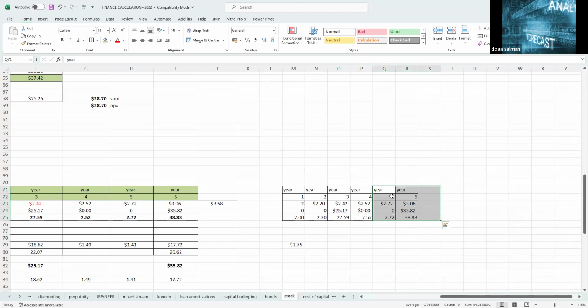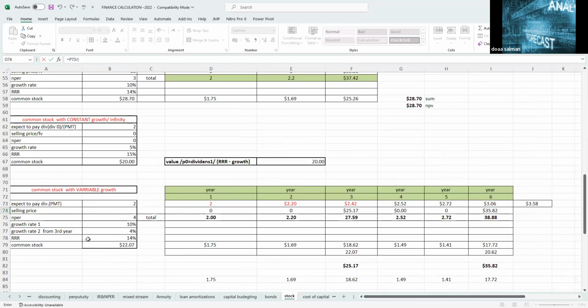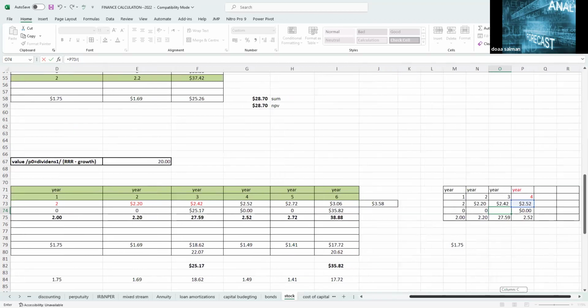The complicated one is adding 2 years, but if I'm going to base it just on the growth rate for the fourth year, it will give me 2.52. So how much is the value of the stock? The value of the stock will be 2.52 divided by, what is the R? We said that the R in the market will be 14%, and the growth rate is 4%. So I will divide it by 10%, 14 minus 4. So it gives me 25.